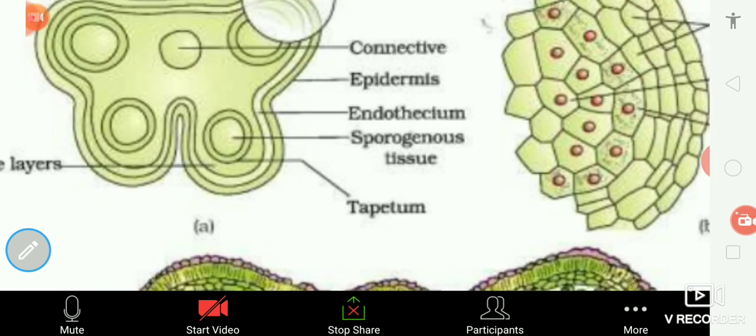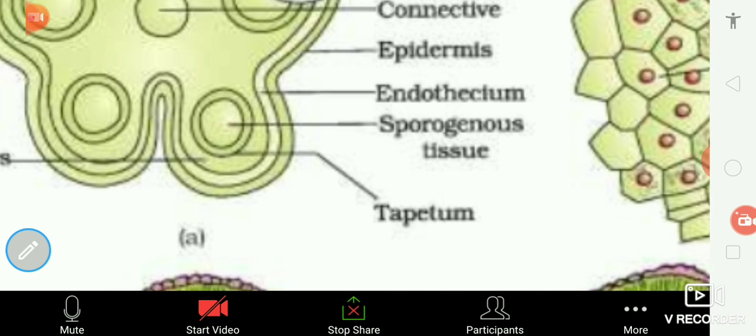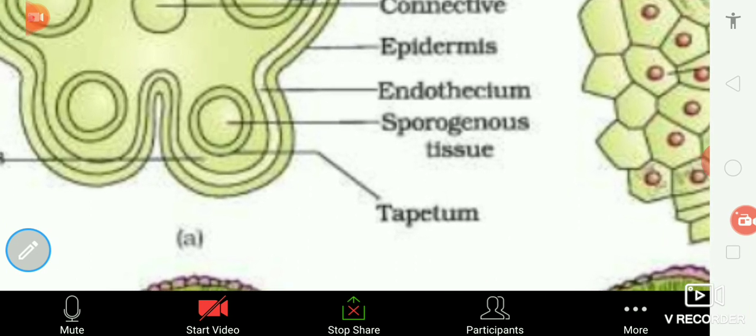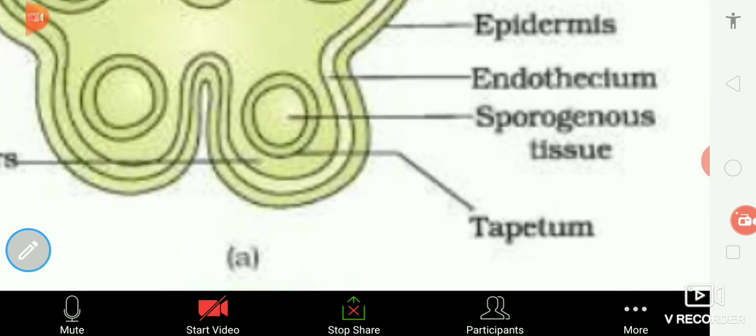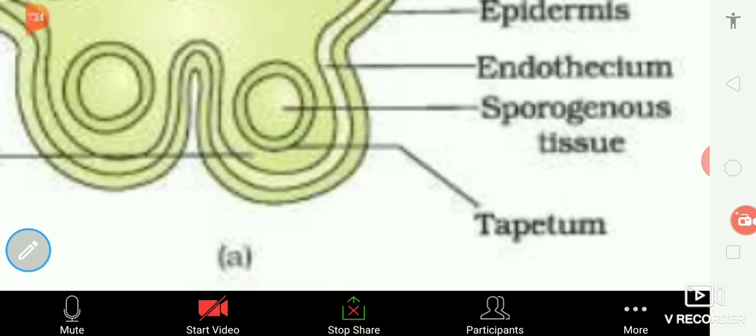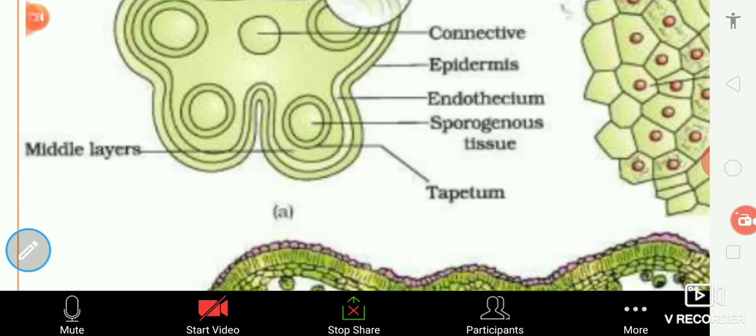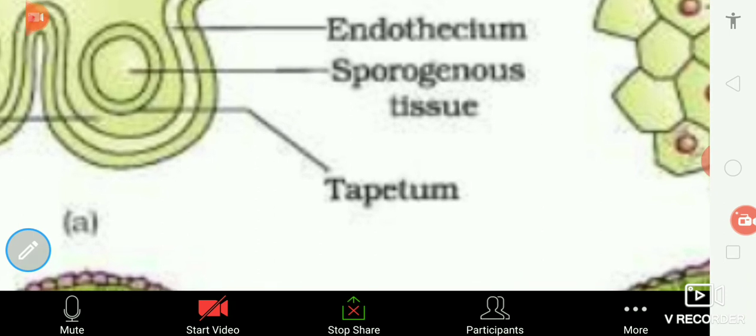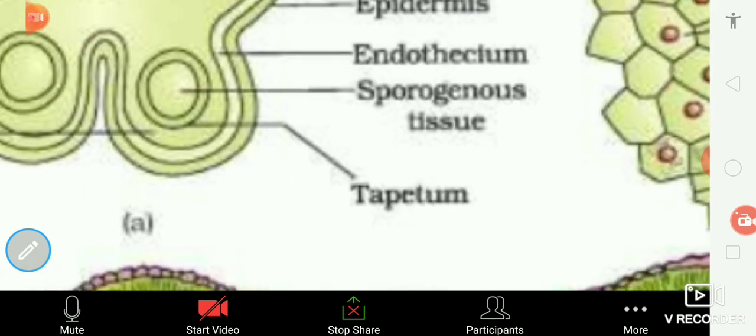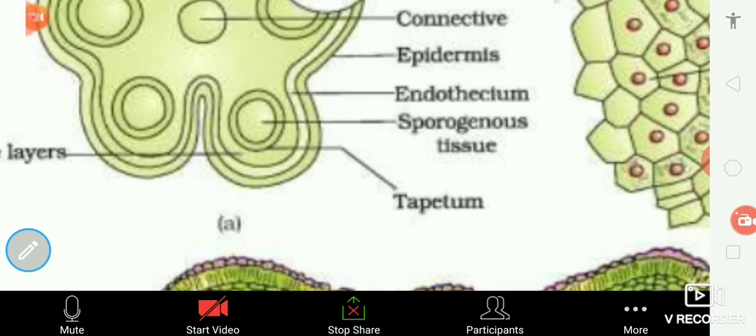Then the sporogenous tissue. For example, as you observe on the screen, at the center of the microsporangium, sporogenous tissue is present. Each cell at the center of the microsporangium is homogeneous, and that is called the sporogenous tissue.